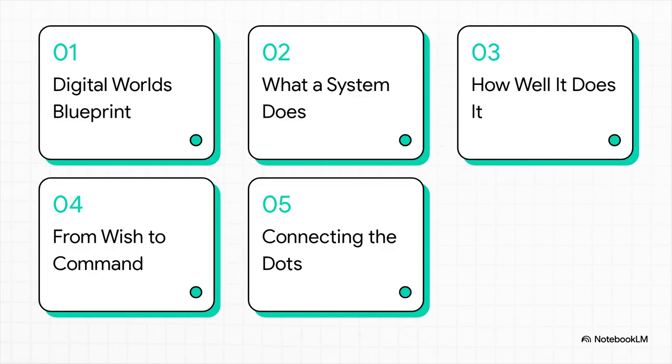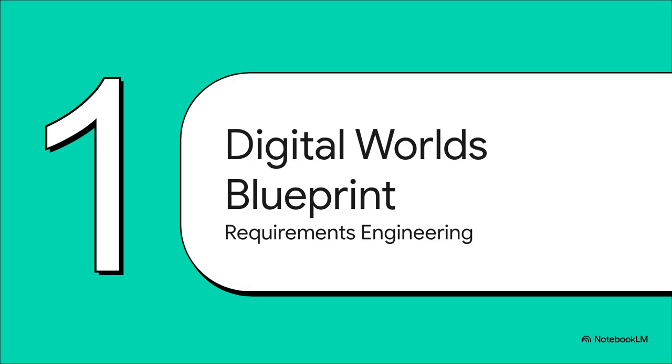So here's our game plan for this explainer. We'll start with the big picture, the blueprint itself. Then we'll break it down into two key parts, what the system is supposed to do and how well it's supposed to do it. We'll look at how a simple idea gets turned into a rock-solid command, and finally, how to connect all the pieces to make sure nothing gets missed. All right, let's dive in.